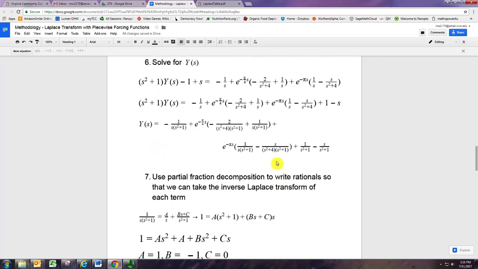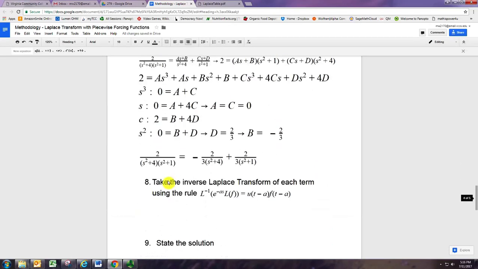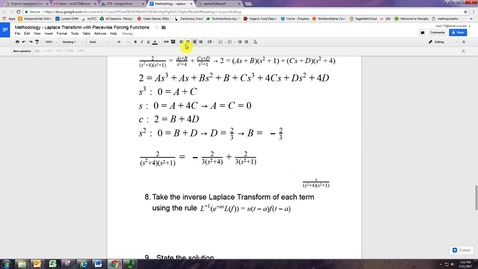So there is one last one to take care of, and that's this one. And I'm just going to let you do that on your own. I'll give you the answer. You can check. It's very similar to this one.